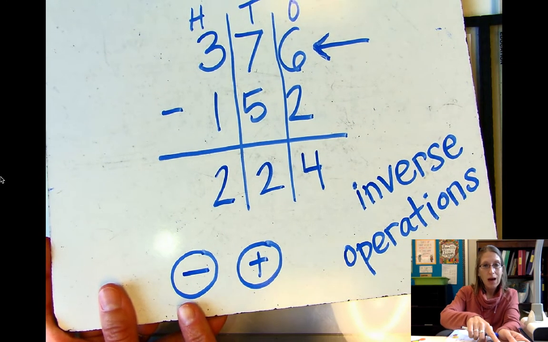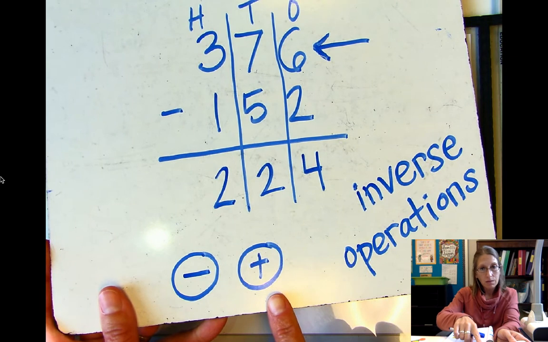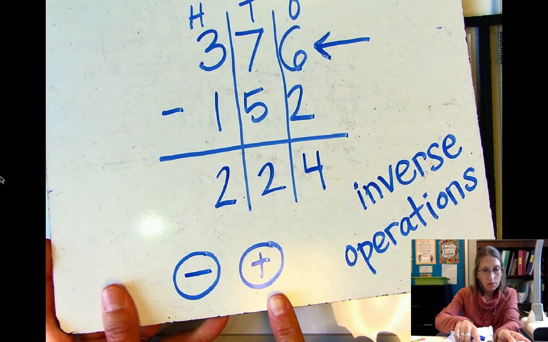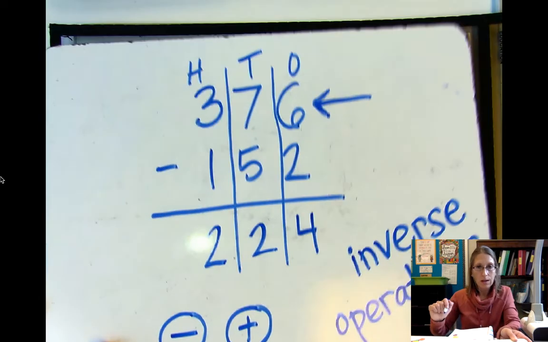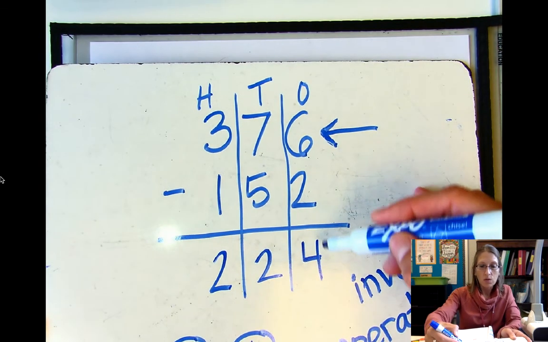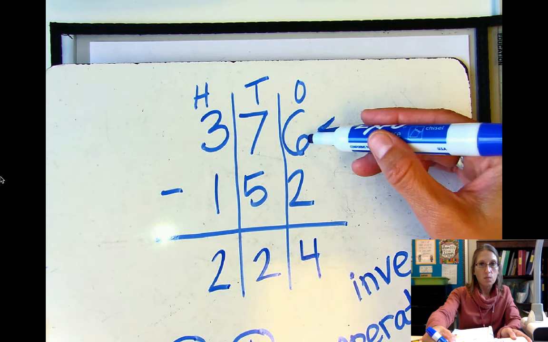So if we subtract, we can use adding to check our answer. If we add, then we can kind of use subtraction to help us. They work together. So 6 minus 2 is 4. 4 plus 2 makes 6.